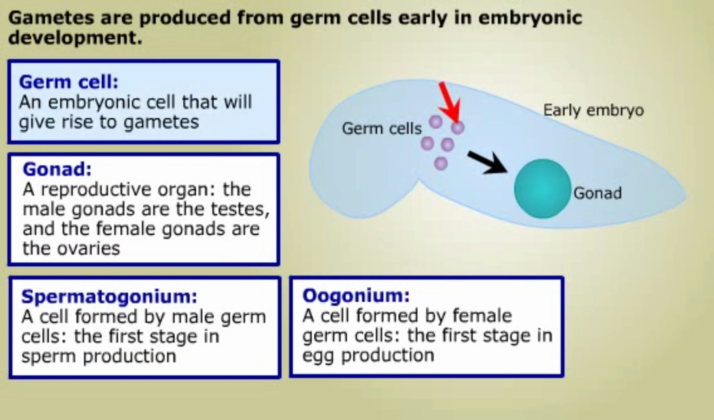They move through the developing embryo to the site where the gonads, or reproductive organs, are forming and invade the gonads. The male gonads are called the testes, and the female gonads are the ovaries. In the first stage of production of sperm and eggs, the male germ cells mature into cells called spermatogonia, and the female germ cells mature into oogonia. These cells will eventually form gametes.